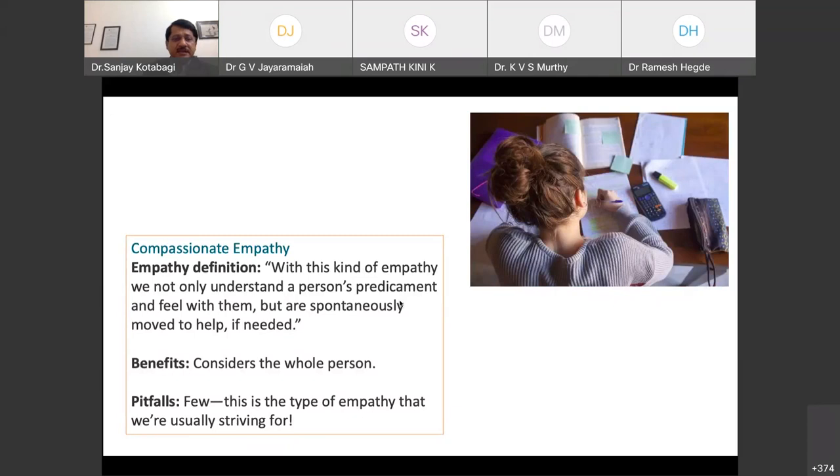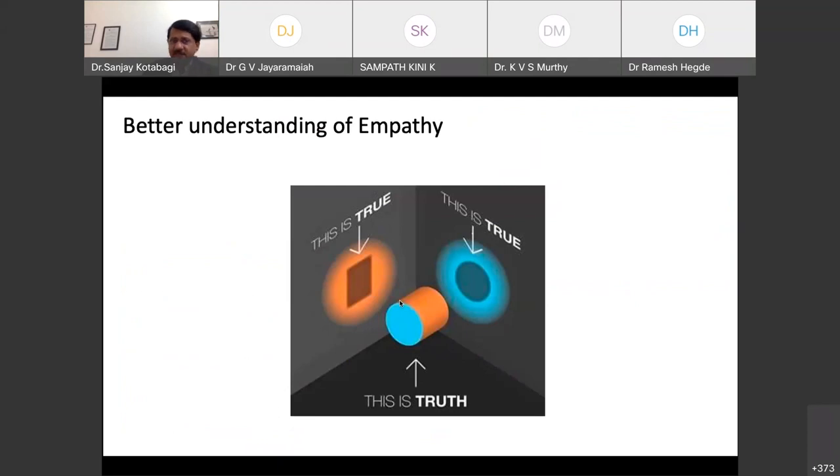It considers the whole person. This is a type of empathy that we are usually striving for. So it is continuous. It is not just the kind of other two classifications. So this is a compassionate empathy, wherein I need to completely understand the pain points of the sufferer. So this is the better way to understand how this empathy works, what we should really do when looking for the challenges around us.